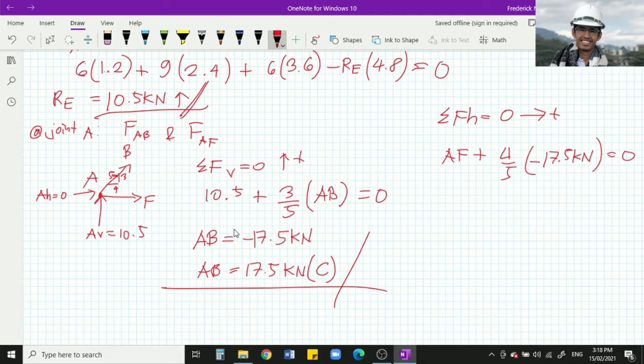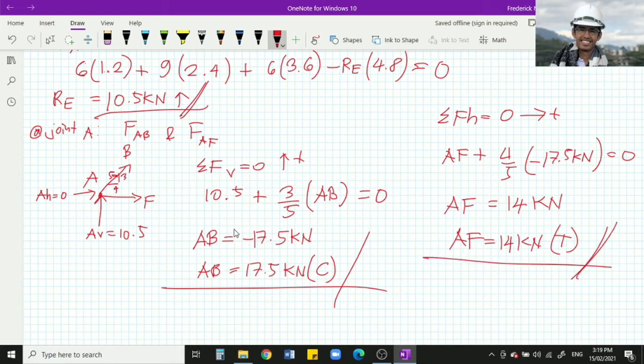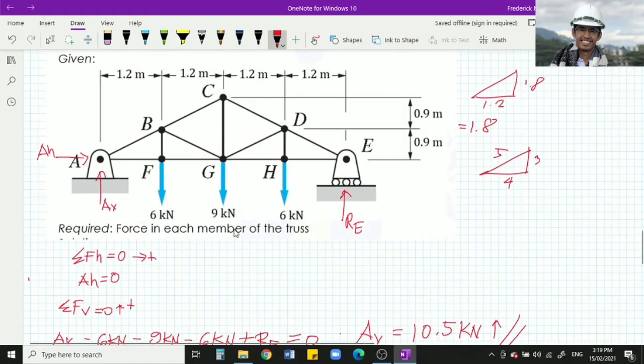So makokompute na natin yung force sa ating member AF. So that will be equal to 14 kilonewton. Okay? So positive yung lumabas, class, kaya AF is equal to 14 kilonewton. This is in tension. Okay? So nakuha na natin yung member AB and yung member AF natin. So okay na tayo sa AB, okay na rin tayo sa AF. Okay? So meron pa tayong natitirang members to compute.